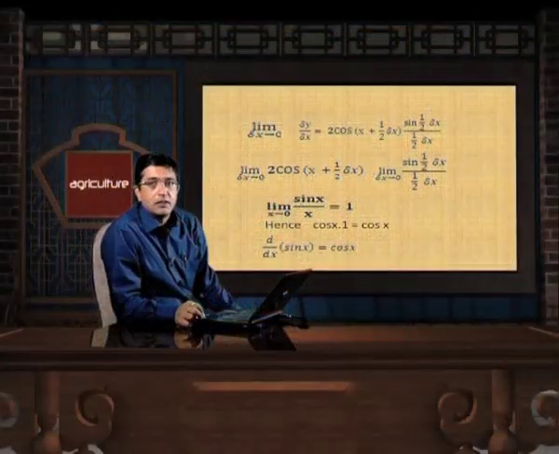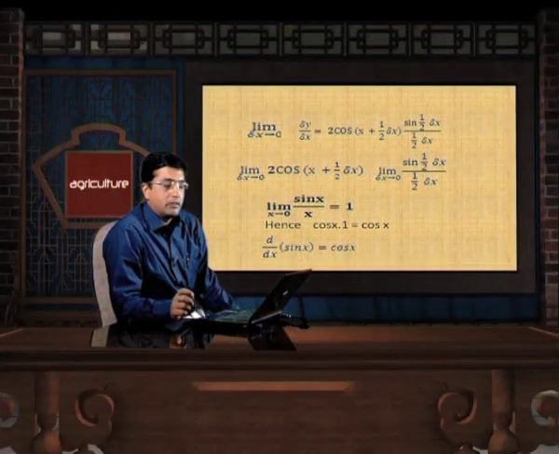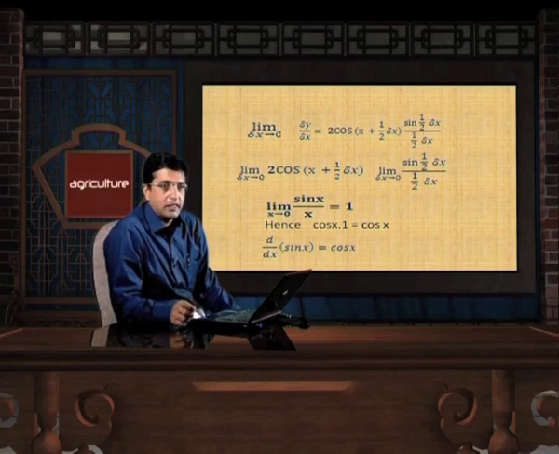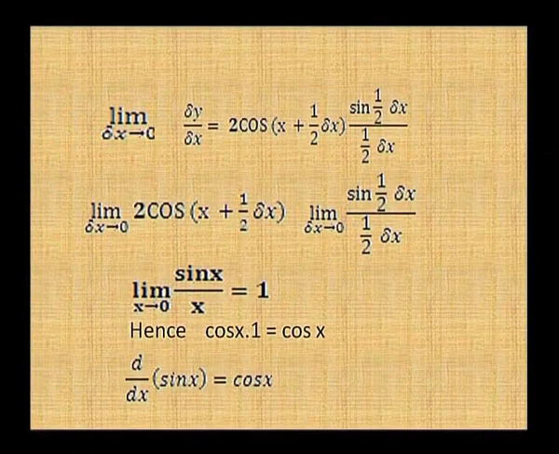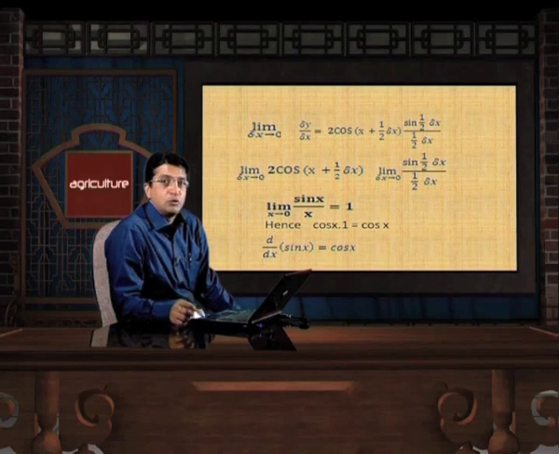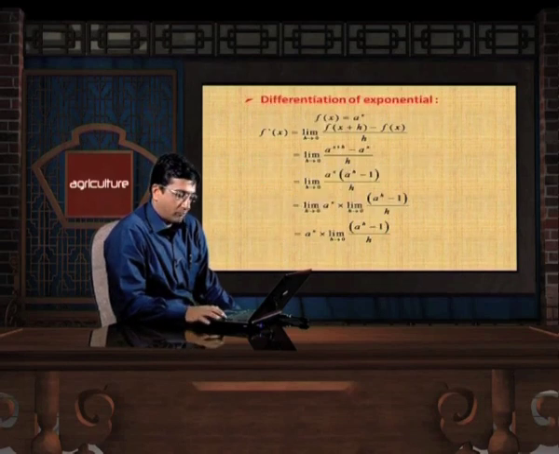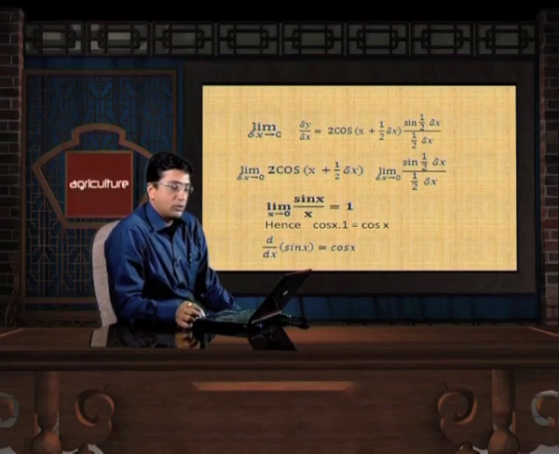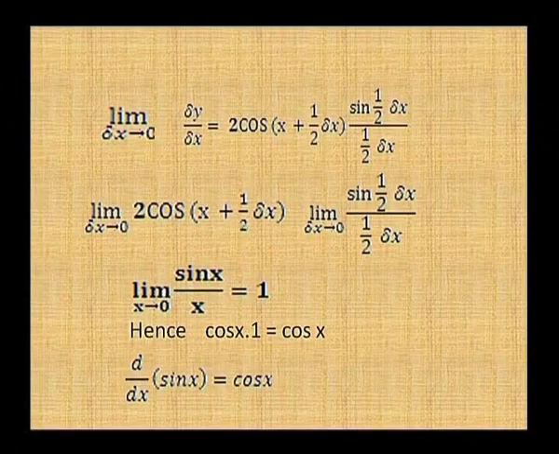Now we take the limit for a smaller increment, as delta x tends to 0, where delta y upon delta x equals 2 cos(x + 1/2 delta x) sin(1/2 delta x) upon delta x, which is the same as sin(1/2 delta x) upon 1/2 delta x. From the previous term we take 2 out of cos theta. Limit delta x tends to 0 of 2 cos(x + 1/2 delta x), times limit delta x tends to 0 of sin(1/2 delta x) upon 1/2 delta x.